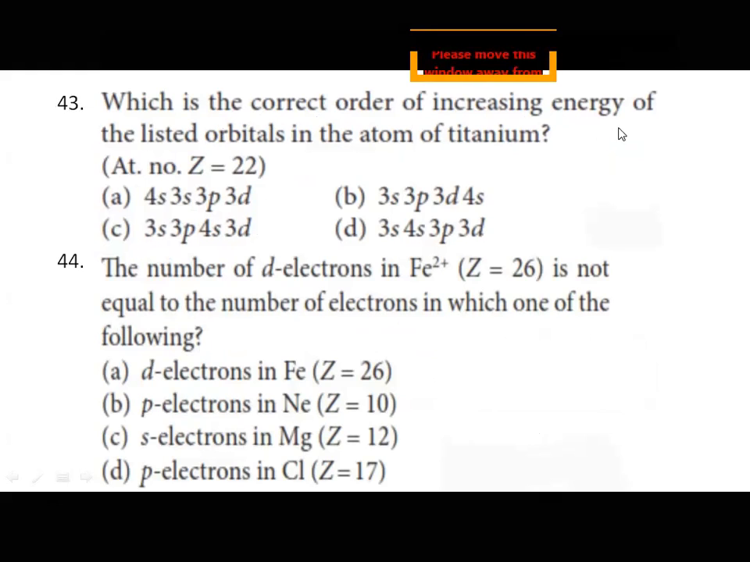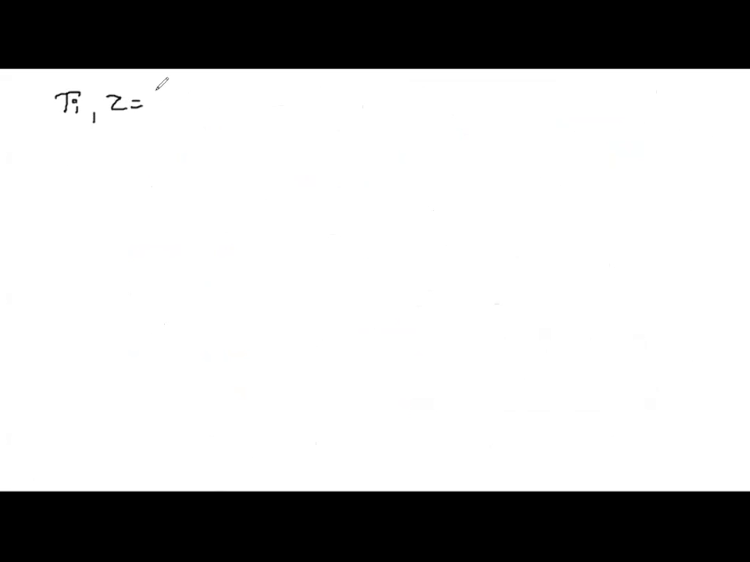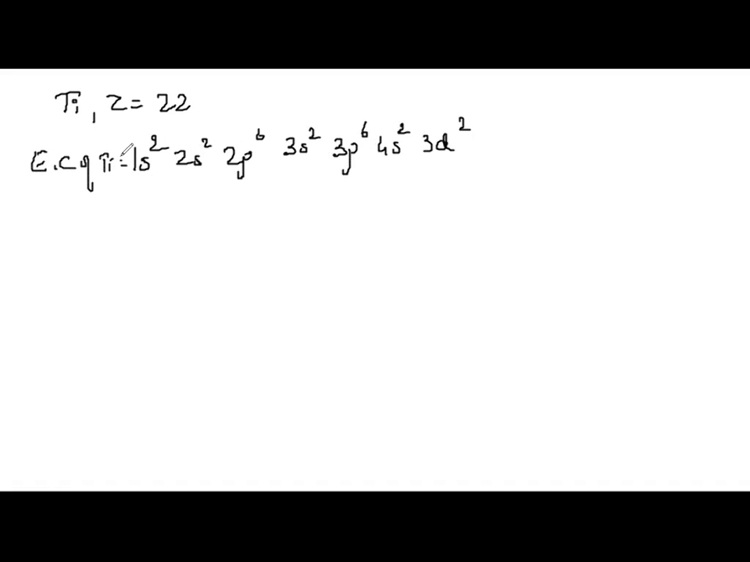Which is the correct order of increasing energy of the listed orbitals in the atom of titanium? Titanium atomic number is given. So titanium atomic number is 22. Let us write the electronic configuration: 1s2, 2s2, 2p6, 3s2, 3p6, that is 10 plus 18, then comes 4s2, 20, then 3d2. Correct? So this is the electronic configuration of titanium. So the order of increasing energies comes how? This has lower energy, then this, then this, then this. So 3s, then 3p, then 4s, and then 3d.